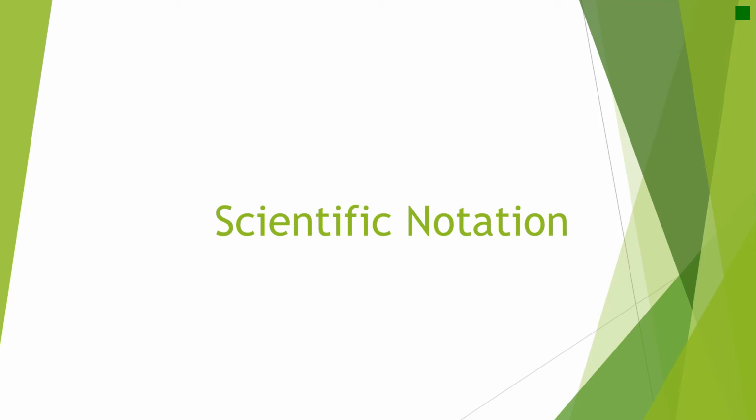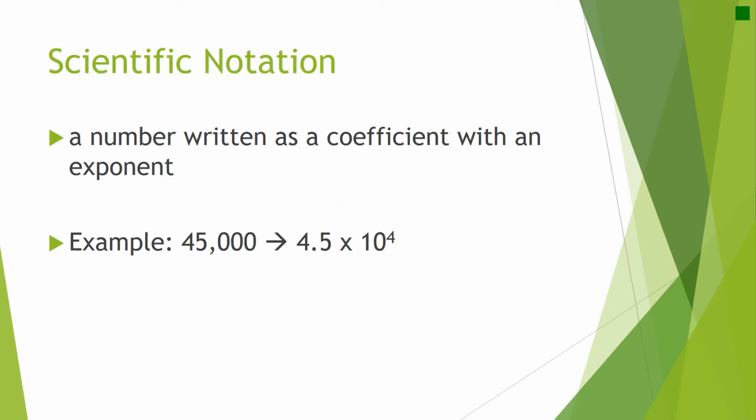Today's video is focusing on scientific notation. Scientific notation is a number written as a coefficient with an exponent. What it really does, the whole purpose, is to make really, really large numbers or really, really small numbers more tangible for the eye in calculations. So you don't have to worry about entering all those zeros.